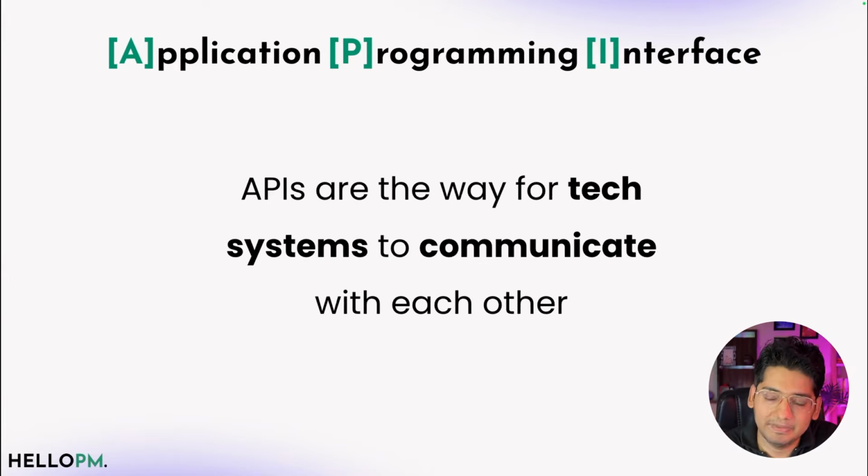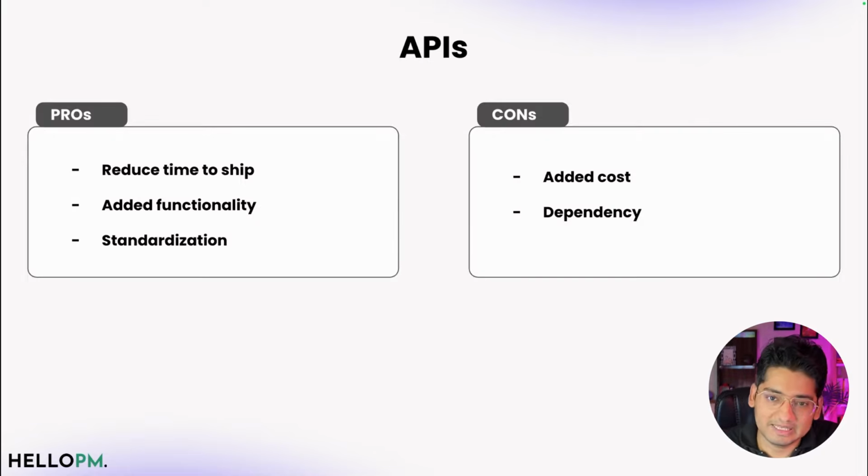So just to repeat, application programming interfaces, or APIs, are a way for tech systems to talk with each other. Uber can talk to Google because of an API. Your front end can talk to your back end because of an API. This is the use case of an API. Now, what are the pros and cons of APIs?